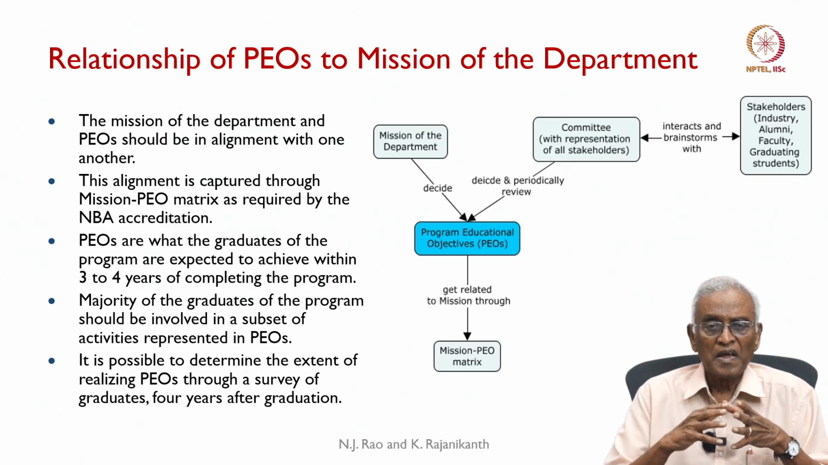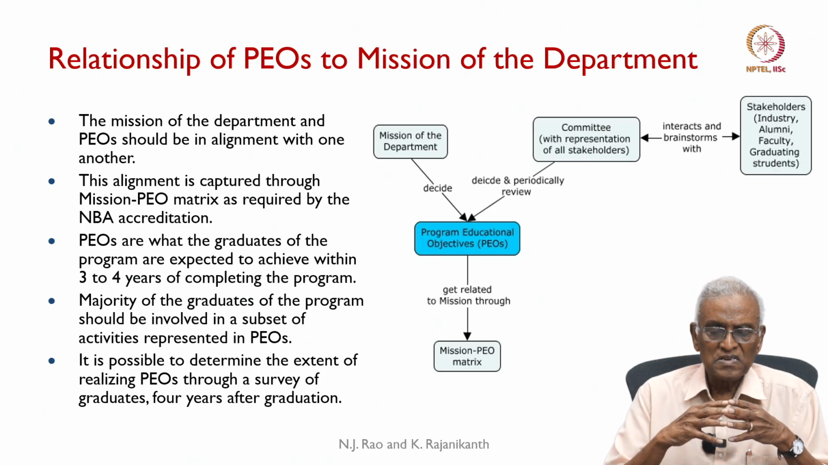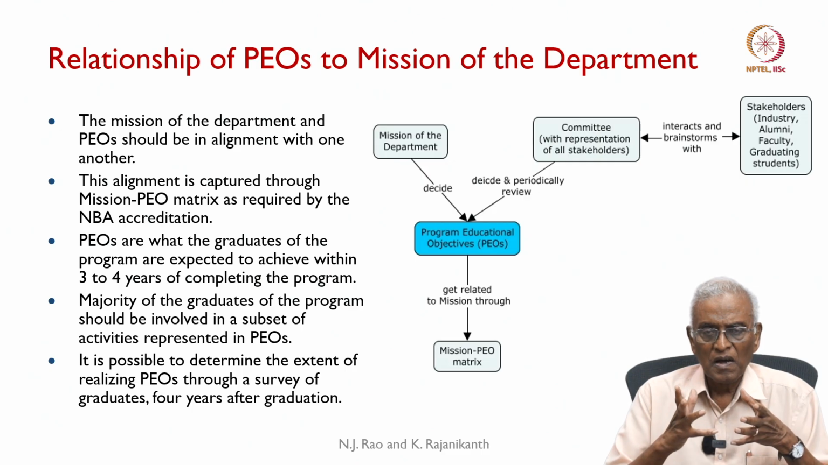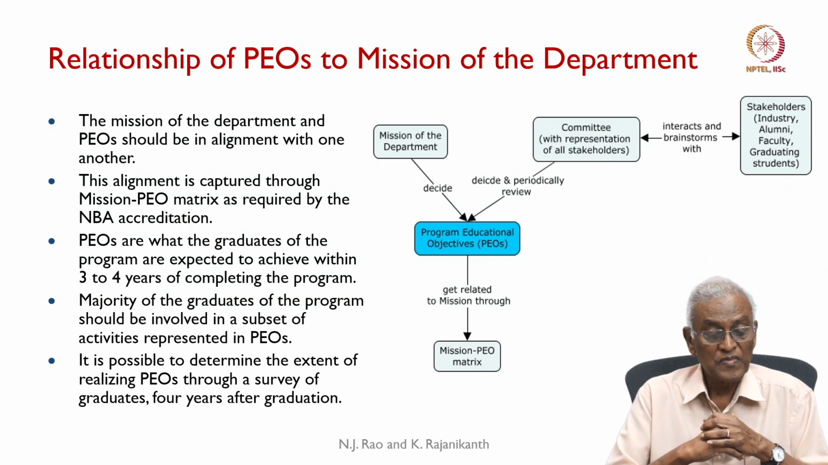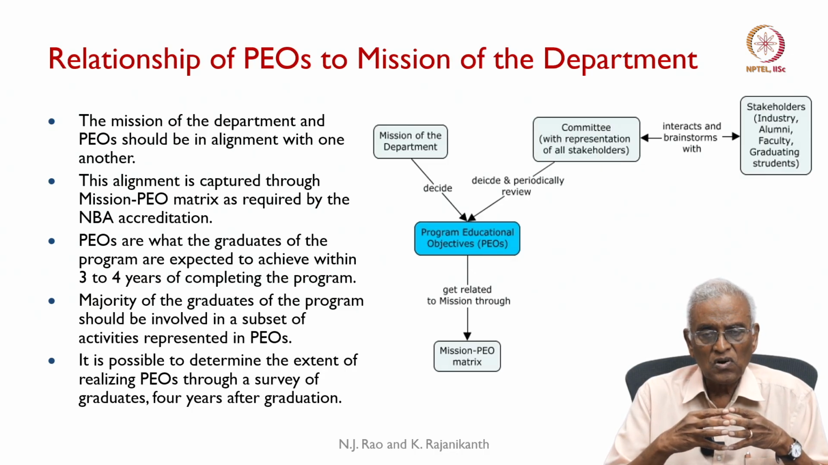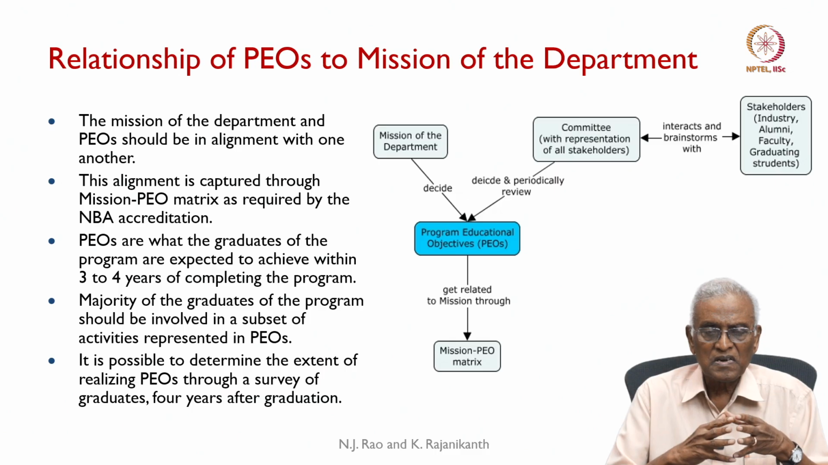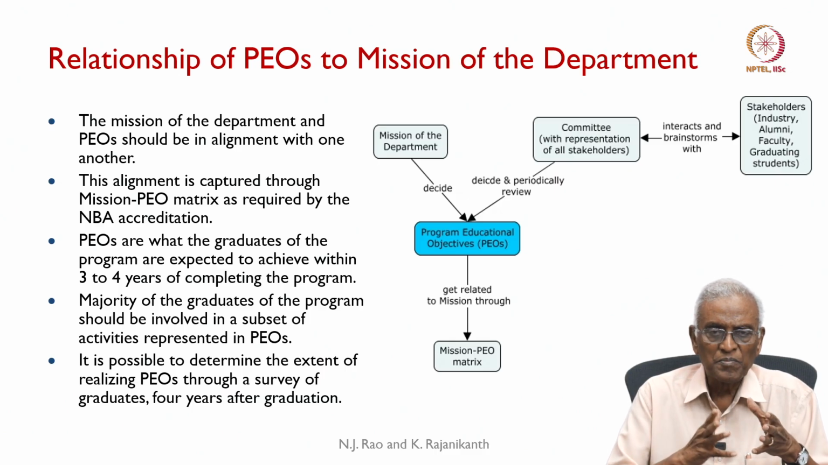For example, a department may express the kind of mechanical engineers it wants to train through its BE program, or the focus of its BE program, as a part of the mission as well. So the mission and the PEOs should be in alignment with one another. And this alignment is captured through what is called a mission PEO matrix, as it is also required by NBA accreditation. That means when you prepare the self-assessment report for accreditation, one aspect is that you have to prepare a mission PEO matrix, and you have to justify through that matrix that PEOs are in alignment with the mission.